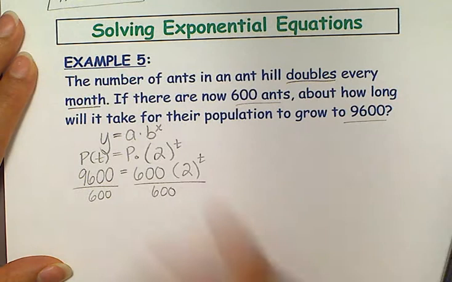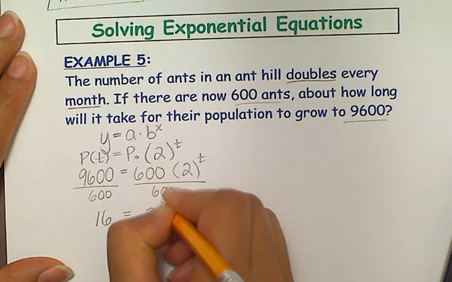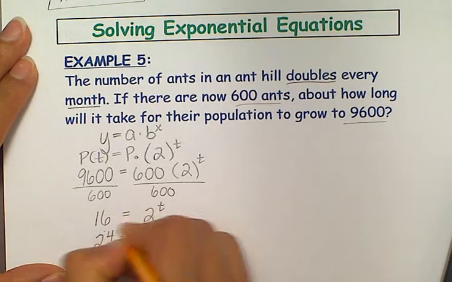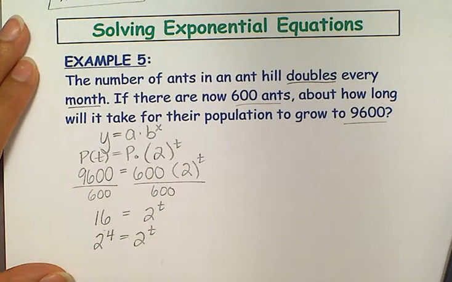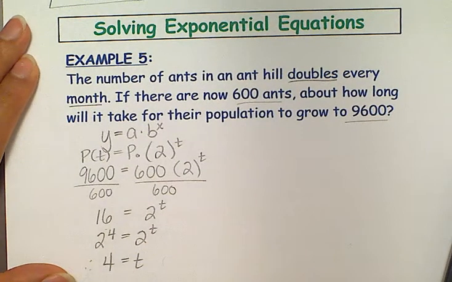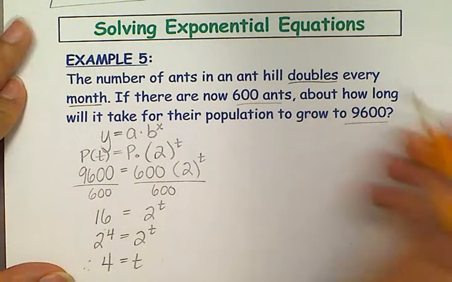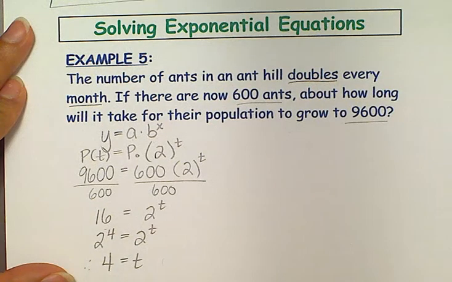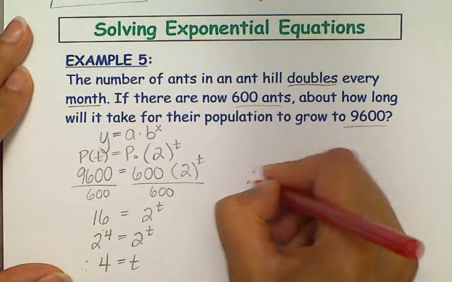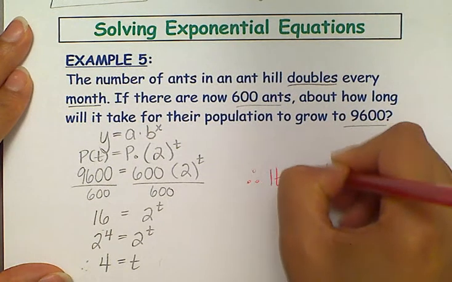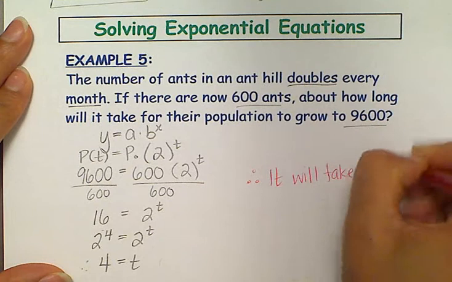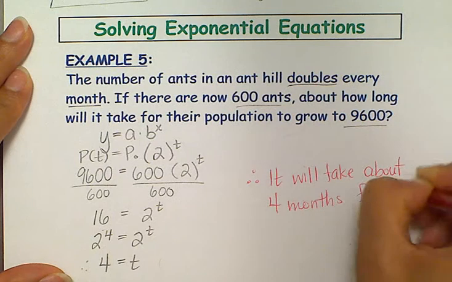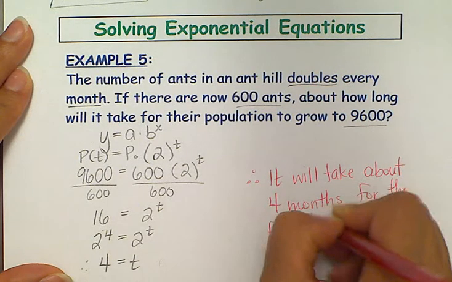And I get 16 equals 2 to the exponent t. And luckily in this case, I can write 16 with the base of 2, so I get 2 to the exponent 4 equals 2 to the exponent t. And then because the bases are the same, therefore 4 is equal to t. And remember that t looks at the number of months, so therefore it will take about 4 months for the population to grow to 9,600.